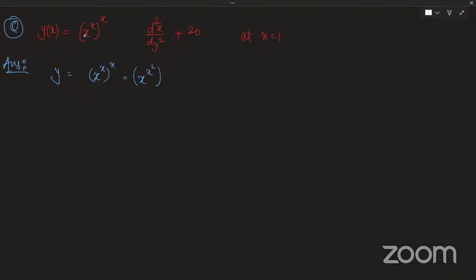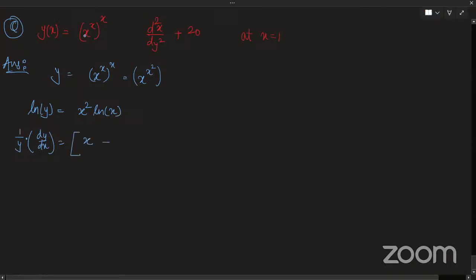Can anyone tell me how can I differentiate x raised to x square? How can I differentiate this thing? X raised to x square. Log. Yeah, logarithmic differentiation. So I take ln of y. So power will come down, so it will become x square into ln of x, right? Now I differentiate my left hand side, it will be 1 by y into dy by dx, right? Can you tell me what will be my right hand side? It will be x square into 1 by x, so that will be x plus 2x into ln x, right?